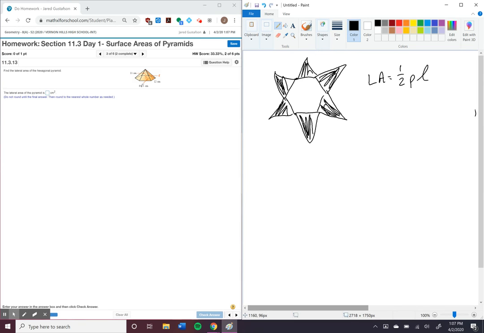Here's the thing about this problem. We are not given the slant height like we have been in the first two. The perimeter is still a little bit easier to figure out. It looks like the side length is 12. So there's 6 sides. Side lengths are 12, so the perimeter is 72. But to find the slant height, we have to deal with the right triangle. They're telling us that's 11. This is 6 square root of 3, and this is our slant height.